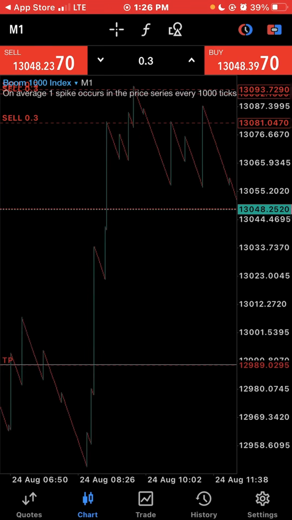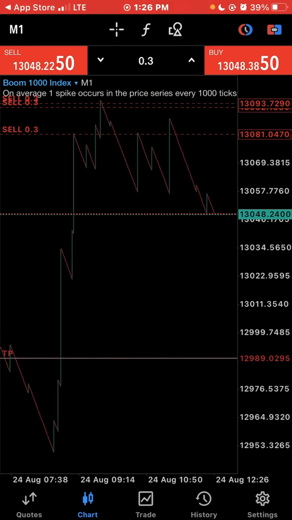But if you still do not understand this thing, you can still refer to my previous video. I made a video before. I'll be attaching the link in the description box of the video, so you can understand how to reduce your lot size if you are trading small accounts and you want to hold trades for long.